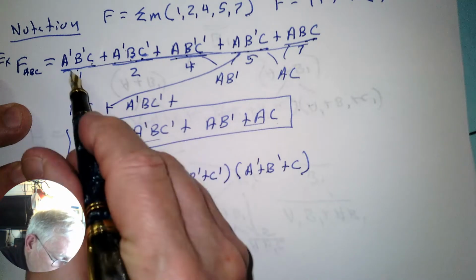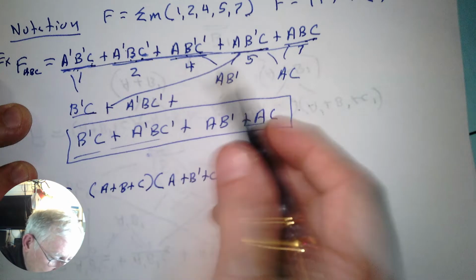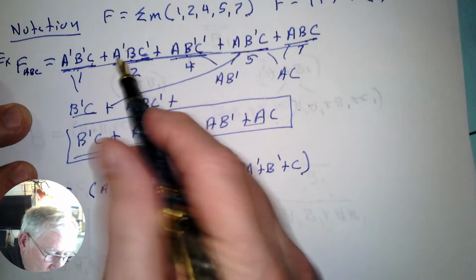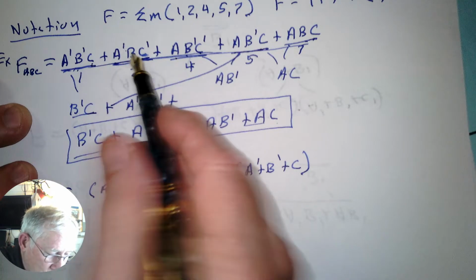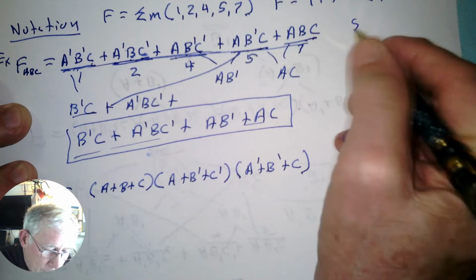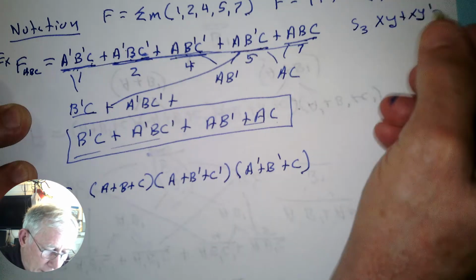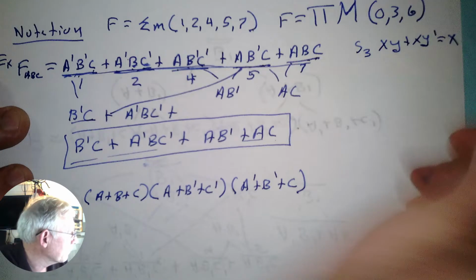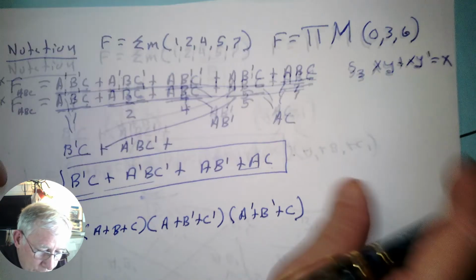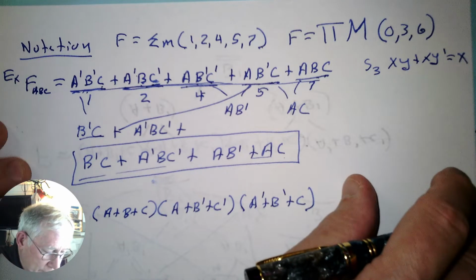I can combine this term with this term, and I get B prime C. I can't combine this term with anything. A prime B C prime differs by more than one variable from all these others, so I can't use my simplification theorem 3. Remember, S3 is x y plus x y prime equals x, right? So we can't use that, so we'll just have to leave it as it is, because we can't simplify it.